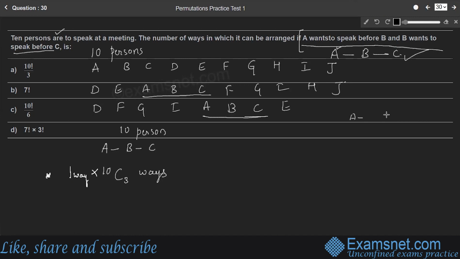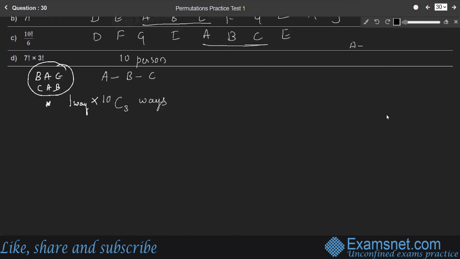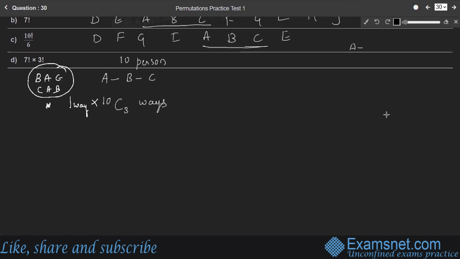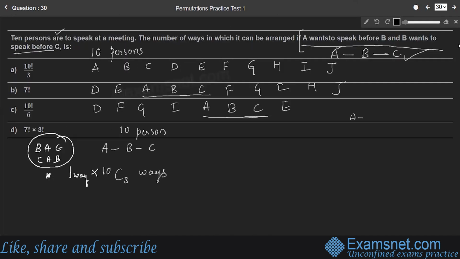Because A has to speak before B, you cannot make the arrangement as BAC or CAB like this. Therefore, according to the condition, it is 10C3 ways into one way. And coming back to the question here, the arrangement of 3 persons is done.